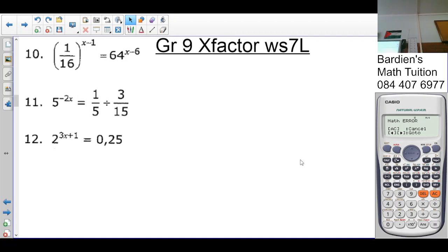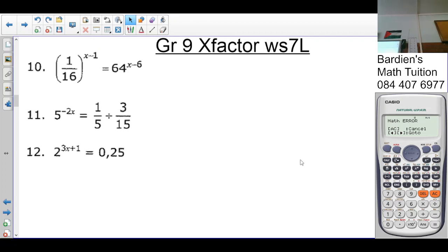Okay, right, here we go. Number 10. This is a nice one for the exam. You see, this is a beautiful one. Right, who got an answer here?